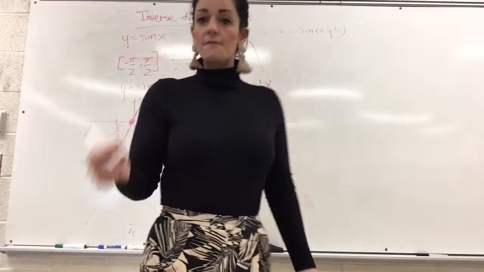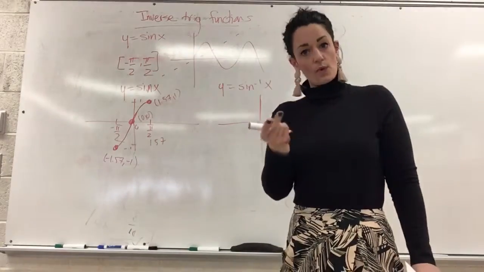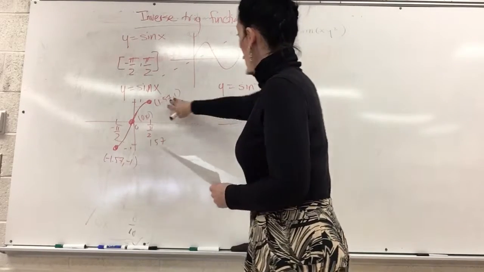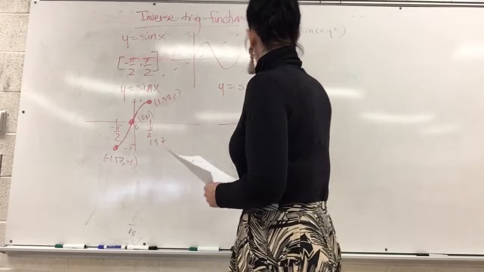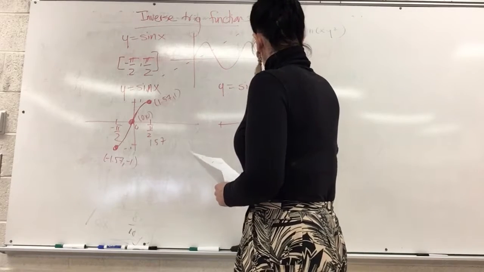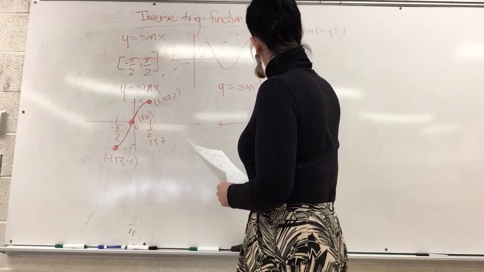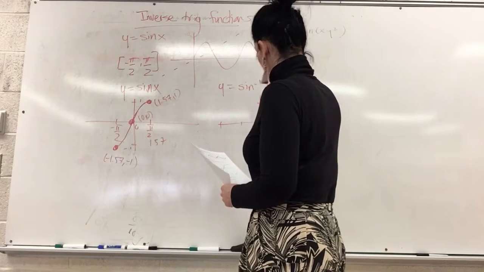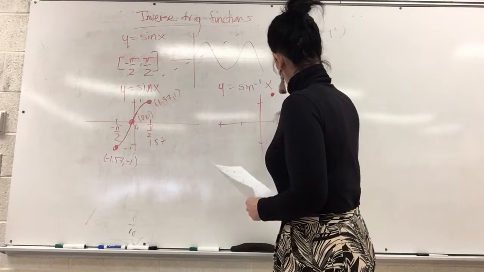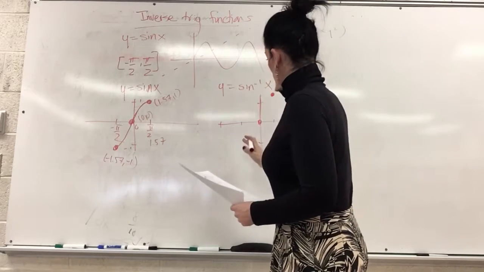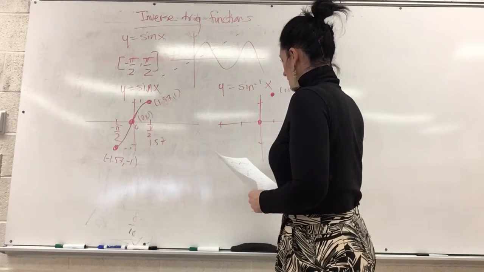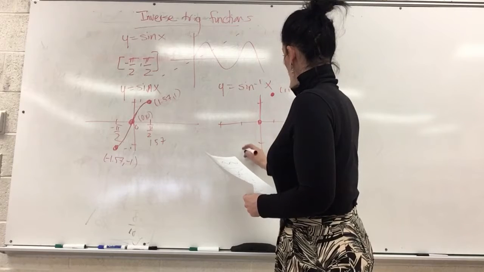So to graph the inverse function, I simply need to switch x and y. So this is going to have a point at 1 and 1.57. Okay, x is 1, y is 1.57, so we're up here. 0, 0 stays 0, 0 because x and y switch, and 1.57 and minus 1 switch, so I now have a point at minus 1 and 1.57.